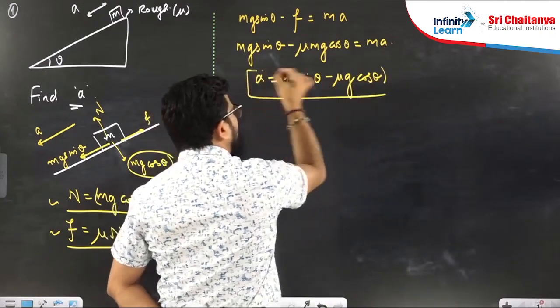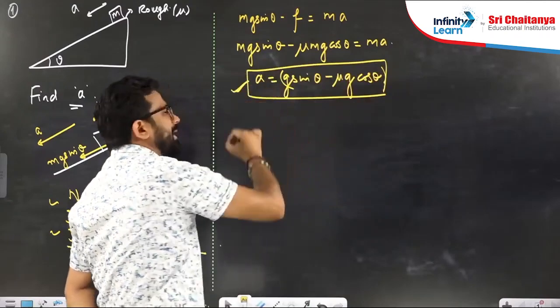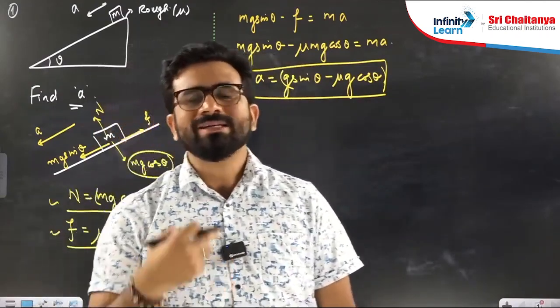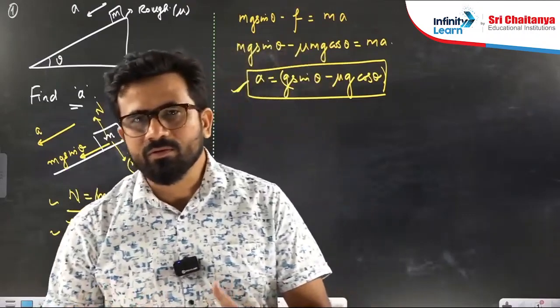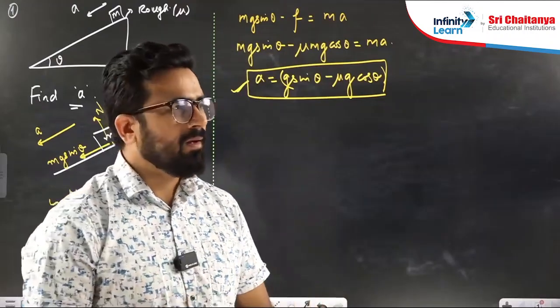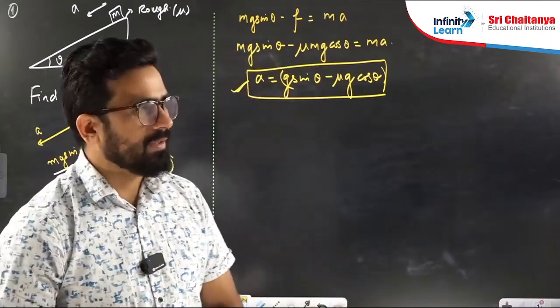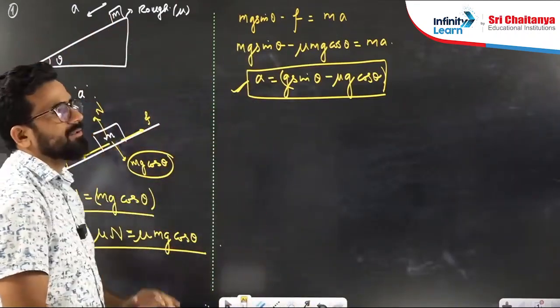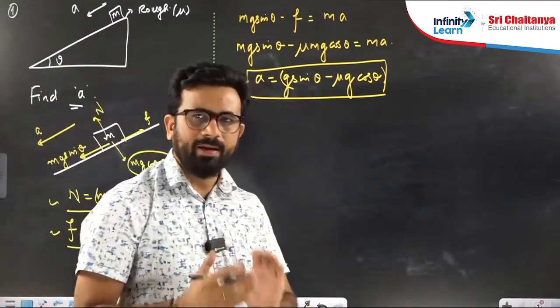Now tell me guys, are you understanding up to here? On a rough inclined plane, what is the acceleration of the block? That is equal to g sin theta minus mu g cos theta. Understood or not? Good. Now you are understanding. That means you know how to calculate this acceleration. This is a very basic thing.